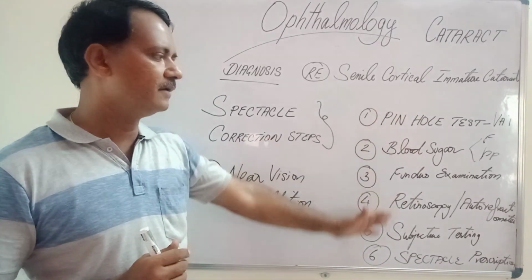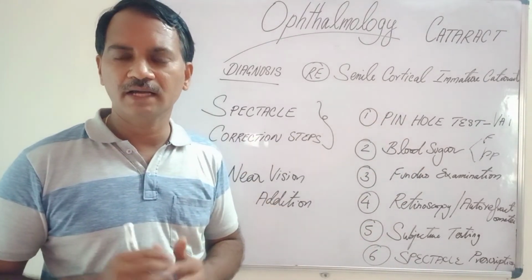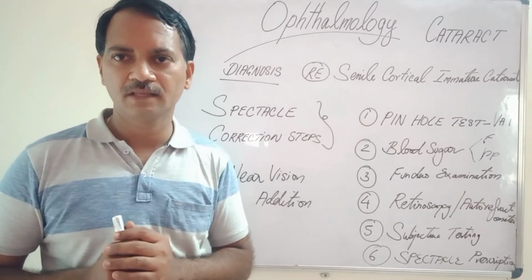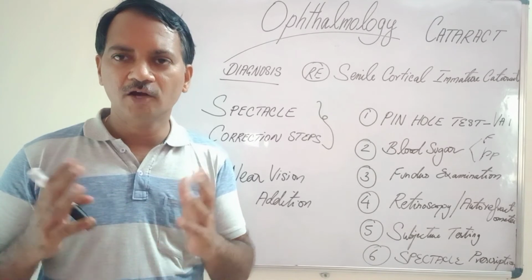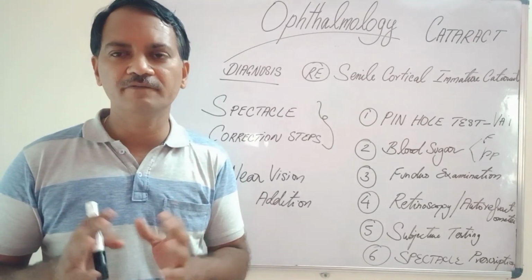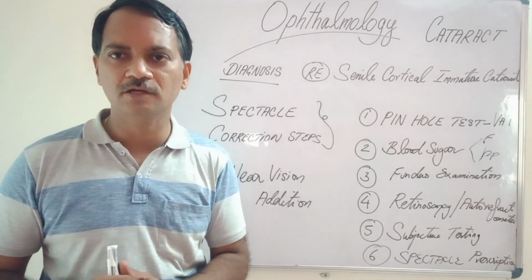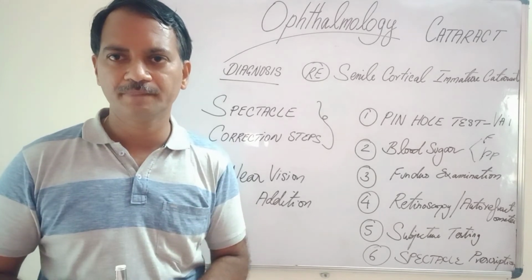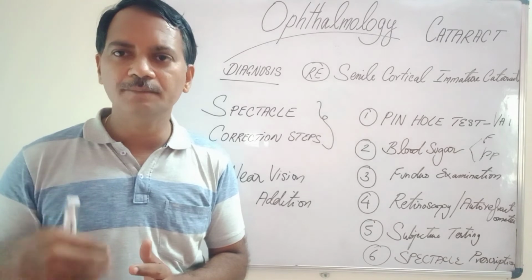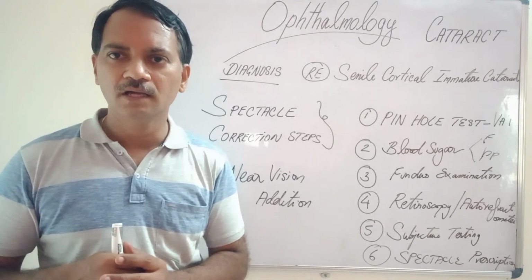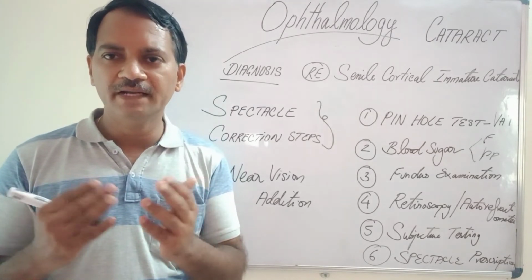All these steps I have told are only for correcting the distant vision. In an elderly patient who has lost accommodation in the eyes, the near vision will not be clear because of presbyopia. So these patients should be given additional power correction for doing near work or reading purposes.